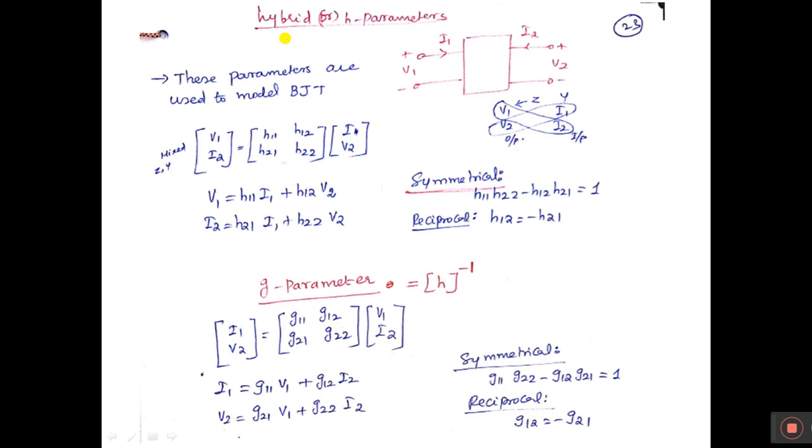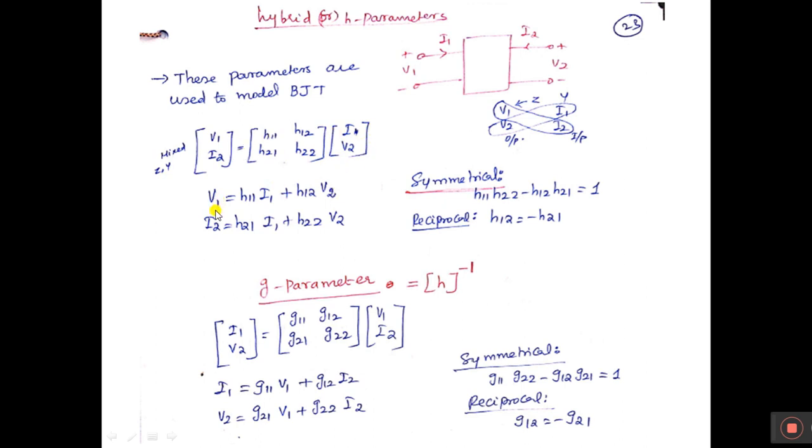In the Z parameter the inputs are V1, V2. In the Y parameter the inputs are I1, I2. The H parameter is the mixing. So the formula is V1, I2 equal to the matrix H11, H12, H21, H22, and on the right-hand side I1, V2. The Z parameter is V1, V2 here, right? The Y parameter is I1, I2. Now the mixing is V1, I2, I1, V2.